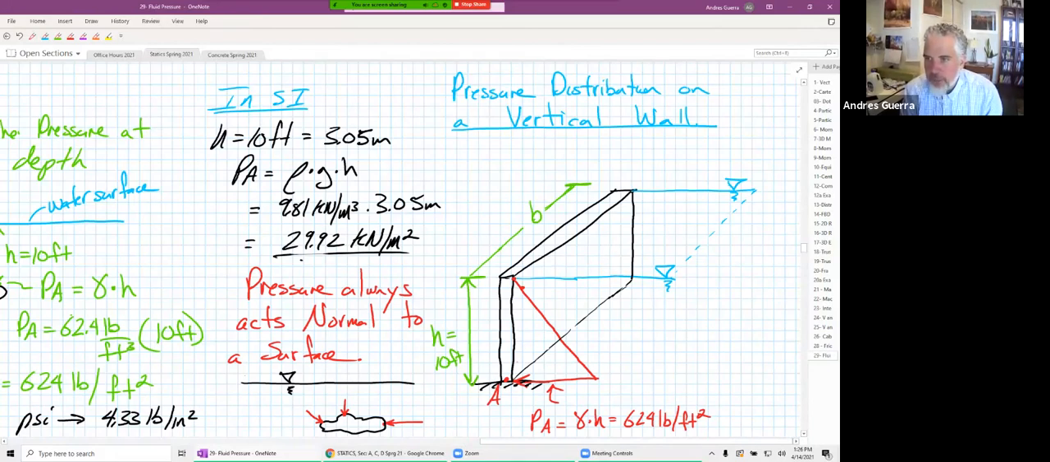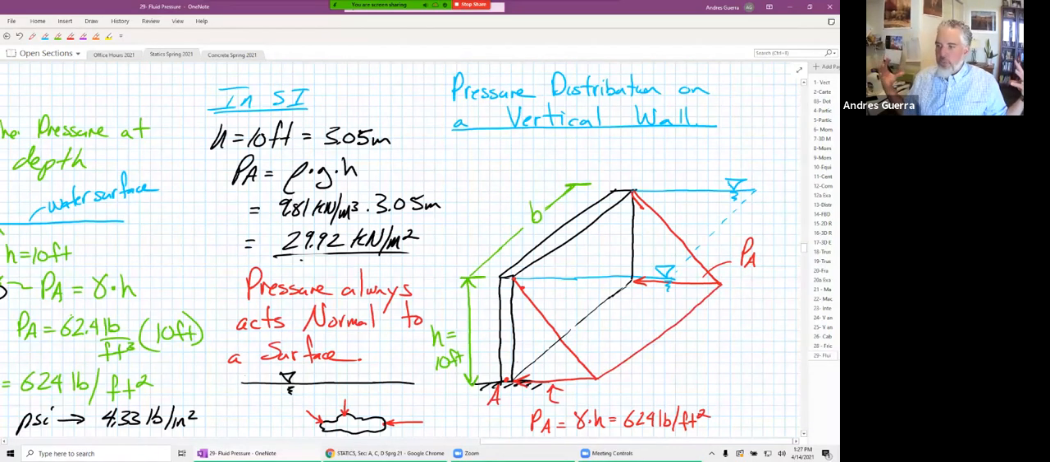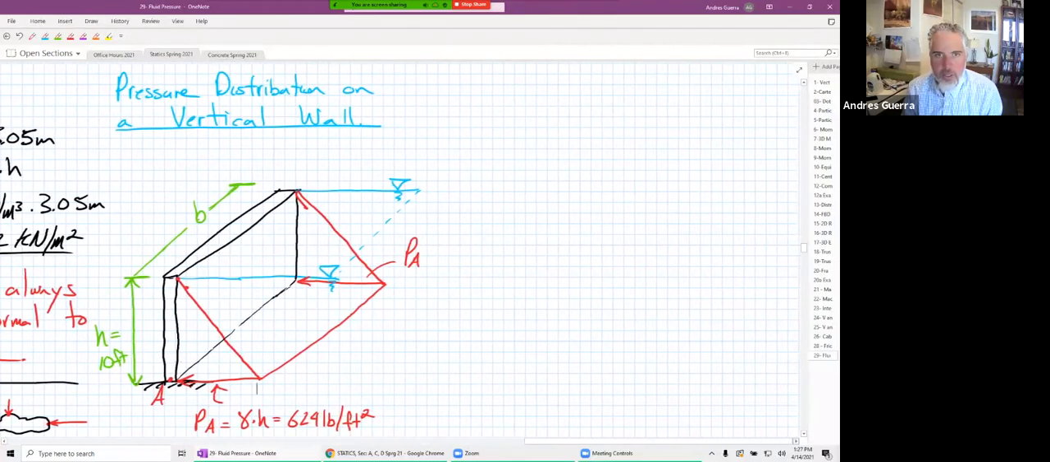So our pressure distribution back here would be exactly the same. Our pressure would go back like this. We would have a PA right back there, and then we can connect those two. So we end up with this pressure wedge that's acting on our wall there. How do we go from H all the way to a resultant force?